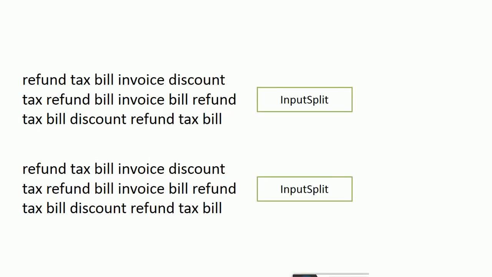So let us take one example. Here you can see refund, tax, bill, invoice. This is one block, and then again refund, tax, bill, invoice, that is the second block. Consider this as the first block, the first stanza, and the second paragraph can be the second block. These are 64 MB blocks stored in HDFS. And as I said, the first component in MapReduce is input split. That input split will help us fetch this block into memory.